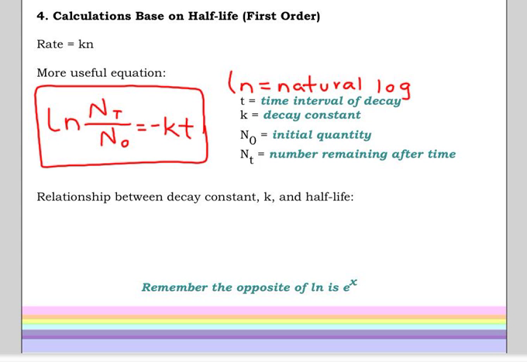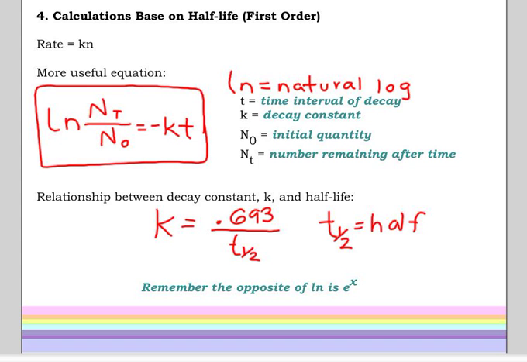N sub 0 is how much do you initially have? So you start with 100 grams. And N sub t is how much do you have at the end? So if I let it sit for 27 years, how much do I have at the end of that? And then the last thing we need to do is say, how do we get k? The way you get k is k equals 0.693 over the half-life. And t 1/2 is the half-life. So they'll say the half-life is 27 years. Well, then you would plug 27 years into the bottom here.